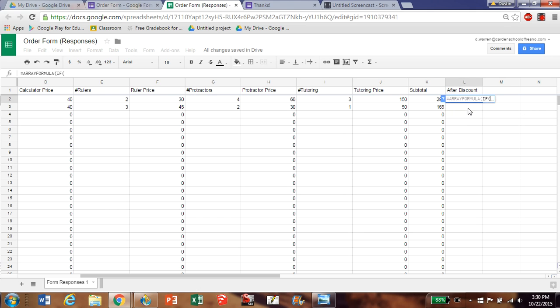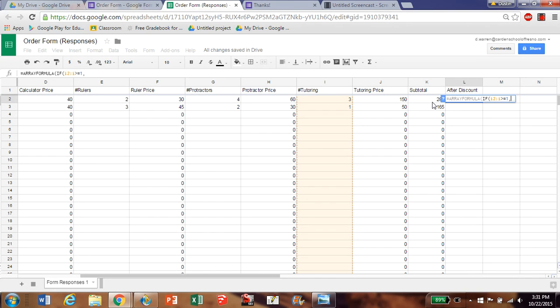if this column here, which says that they bought tutoring or not, so I'll say if I2 through I is greater than or equal to 1. That basically means that if somebody bought tutoring, okay? Now, if that's true, comma, then, here's where I'm going to put the value if that's true. Well, they're going to get a 15% discount, which means I'm going to be taking this subtotal and taking 15% off of it. Or in other words, I'm going to have 85% of the subtotal.